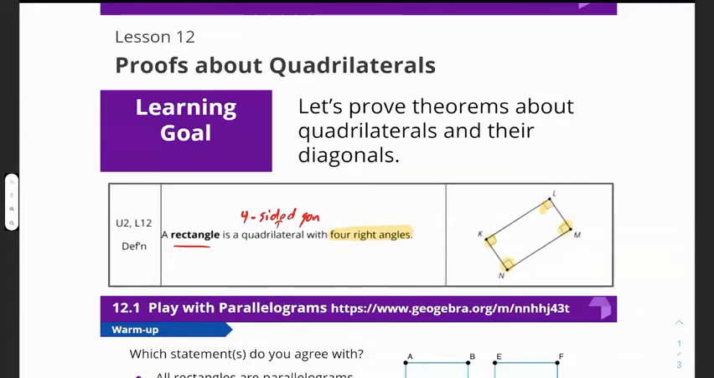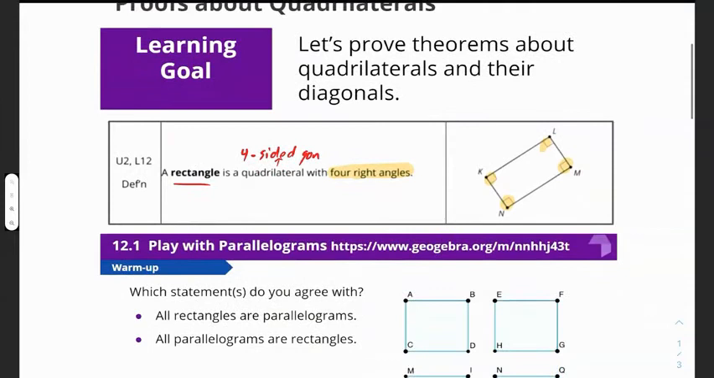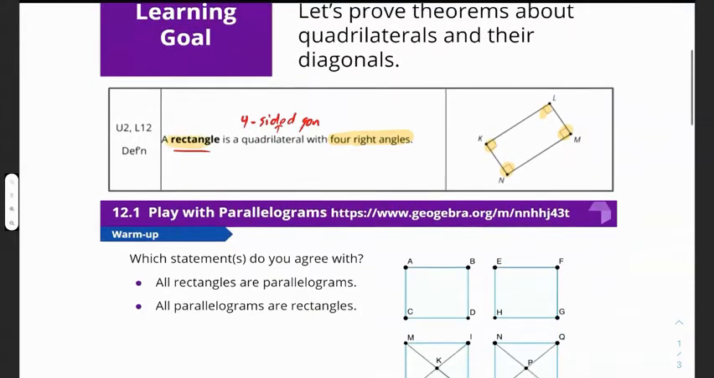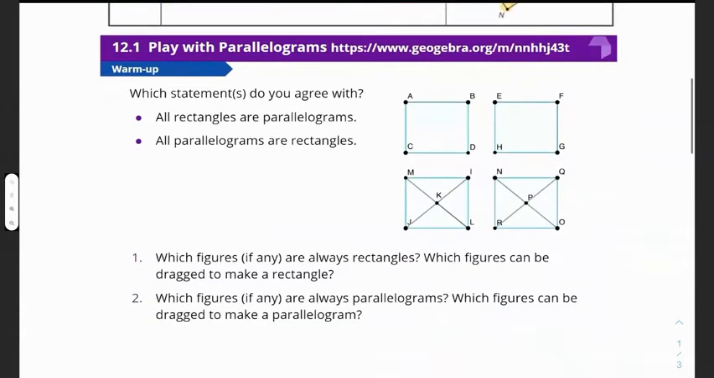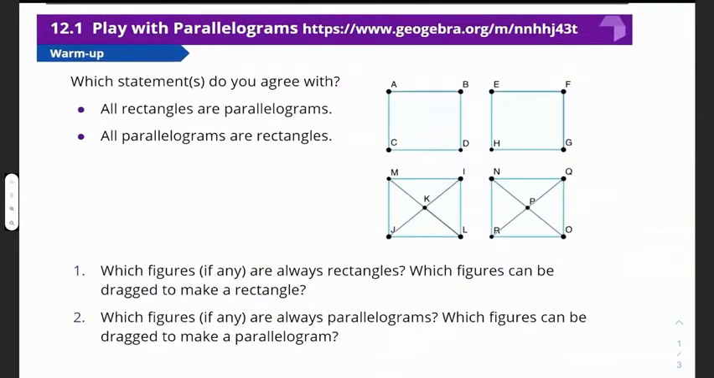Question: could a rectangle be considered a parallelogram also? All right, think about it. So four right angles is the main idea for the rectangle. All right, so 12.1, it's our warm up. Play with parallelograms. So which statement do you agree with? All rectangles are parallelograms. All parallelograms are rectangles. What do you think?